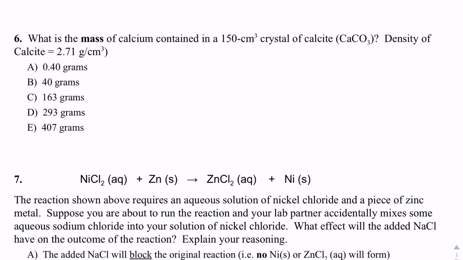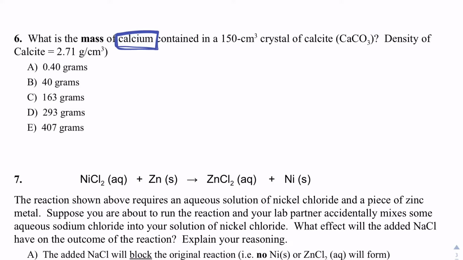Question 6 is asking you to calculate the mass of calcium contained in a 150 centimeter cubed crystal of calcite, which is calcium carbonate. So again, the question is asking for the mass of just calcium. So this is a 2 or 3-part question depending on how you do it.